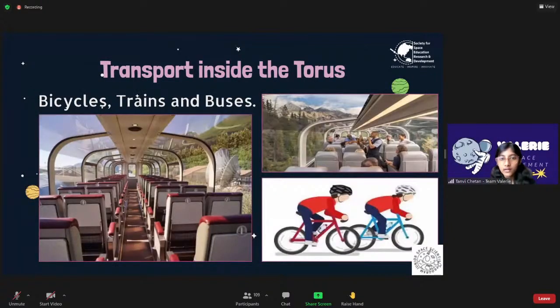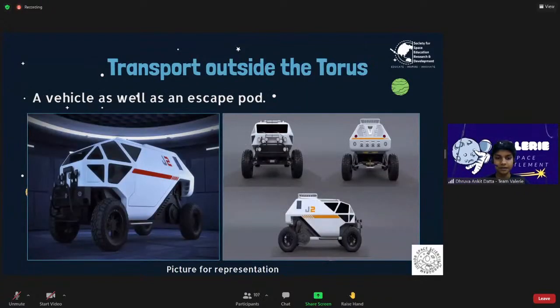For transportation inside the torus, we will be using bicycles for traveling short distances, and they will be producing kinetic energy which will later be converted to electrical energy. We will also be having buses and trains with glass ceilings so that the people can enjoy the beautiful view outside. We will also be having a vehicle which can serve as a terrestrial vehicle as well as an escape pod.